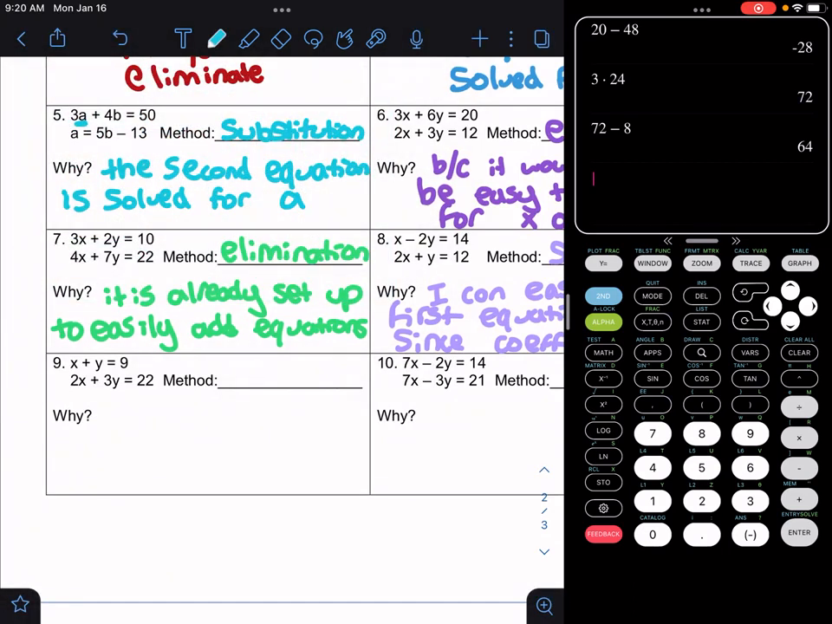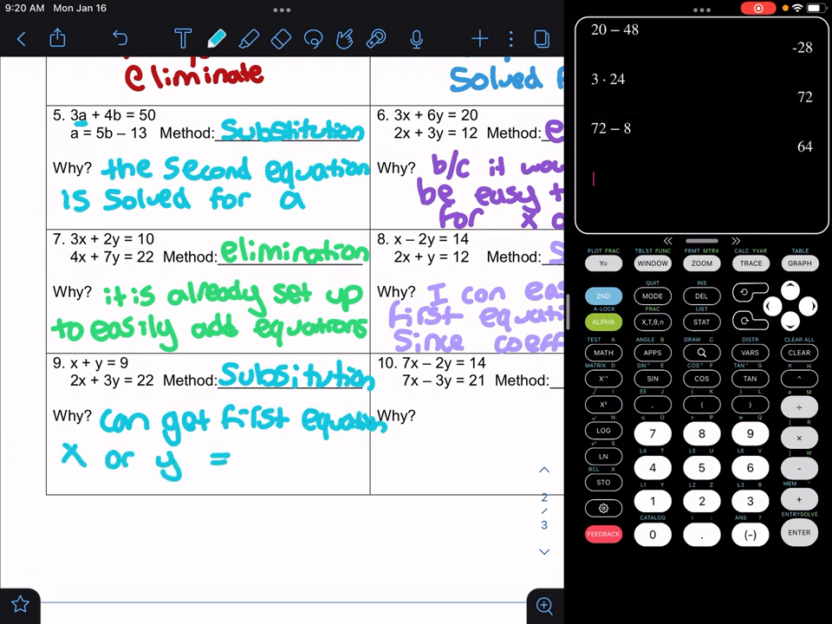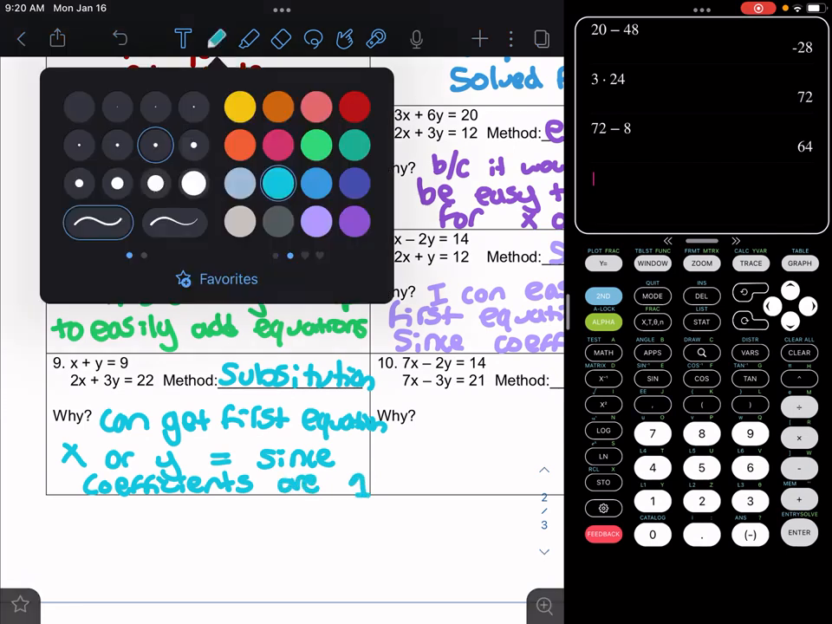Over here, again, we could use the substitution method if we wanted. And why? Because I can get the first equation x or y equals, since the coefficients are 1. But you could also say that you would use the elimination method since they're already set up to easily add these 2 equations.